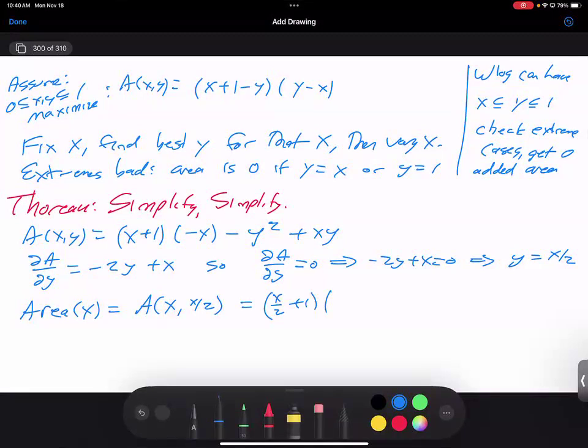A minute. Did we make a mistake here? Is that 1 minus x? So the first one is x plus 1 minus x halves. So for the second one, is it x halves minus x, which is going to be negative x halves? Something is wrong here, because y is supposed to be between x and 1. x plus 1 times y.